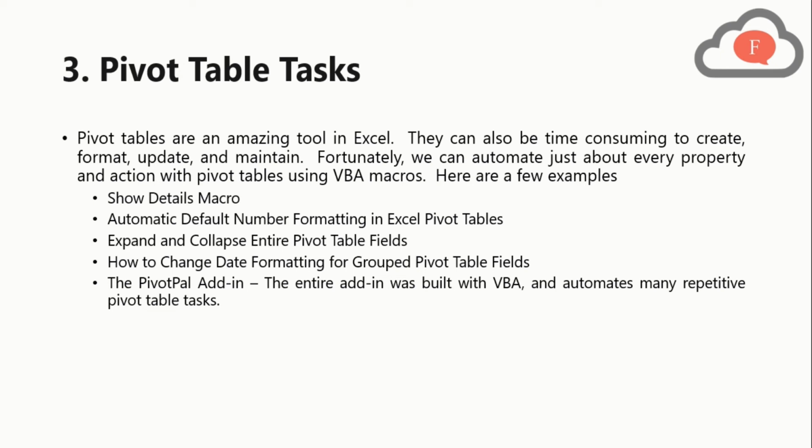Show details macro. Automatic default number formatting in Excel pivot tables. Expand and collapse entire pivot table fields. How to change data formatting for grouped pivot table fields. The Pivot Pal add-in: the entire add-in is built with VBA and automates many repetitive pivot table tasks. So all these things can be done using the macro. We can say the pivot table is the most crucial among Excel features, and macro is most crucial among the pivot table repetitive functions.